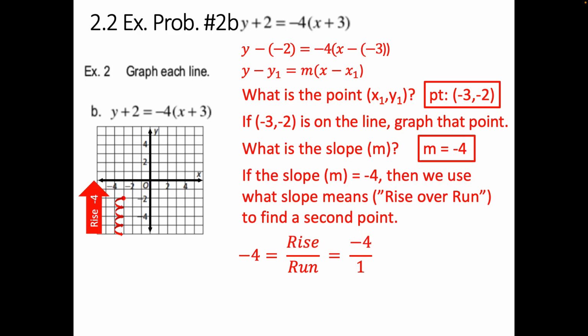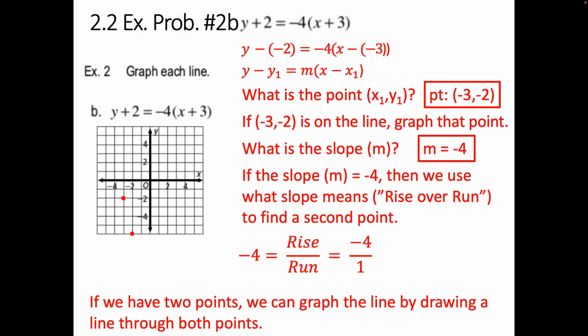And then I have to run. And I'm going to run 1. So from that, I'm going to run 1 out to here. There's my point. Now I have 2 points. If I have 2 points, I can just graph a line through them.